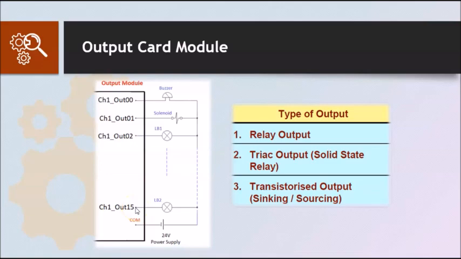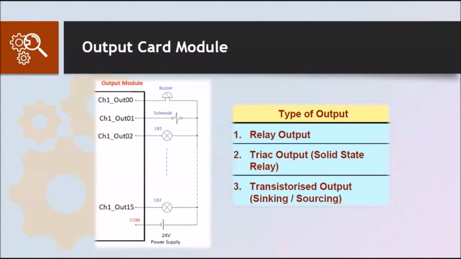In other words, it can support 16 final control elements or output elements such as buzzers, solenoids, and light bulbs. The output card module has 3 different types: the relay output, triad output, and the transistorized output. Depending on your load requirements, you will then select the respective output card accordingly to be used together with your PLC. So now, let's go back to the worksheet to understand better which type of output card to be used for your application.